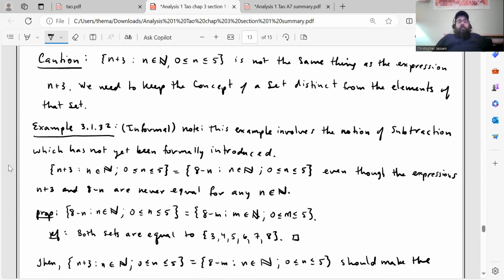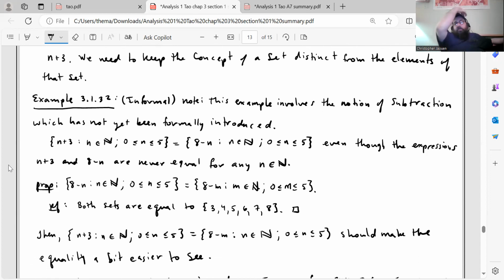Okay, example 3.1.32, he labels this as informal. This example involves the notion of subtraction, again, which has not yet been formally introduced. We'll do that later on, like I said, when we get to the integers, I'm sure. So the set {n + 3 : n is a natural number and 0 ≤ n ≤ 5} is equal to the set {8 − n : n is a natural number and 0 ≤ n ≤ 5}, even though the expressions n + 3 and 8 − n are never equal for any n in the natural numbers.